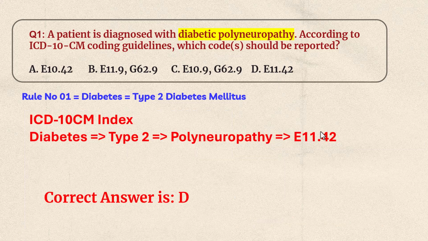In the real working scenario, you have to find the answer by going to the ICD 10 CM index. So go to the index, go for diabetes, then go for type 2. There you will find polyneuropathy. It will indicate the code E11.42. Then you have to go back to the tabular list and confirm the diagnosis. So again, you will find the correct answer is D.